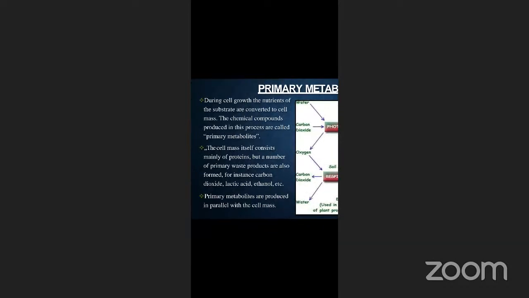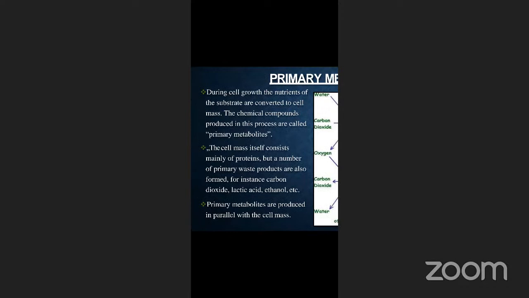Okay, so the cell mass itself consists mainly of proteins, but primary waste products are also formed, like carbon dioxide, lactic acid, ethanol. All these also will be formed as byproducts. So along with the cell mass during cell division, even primary metabolites and byproducts will get generated.